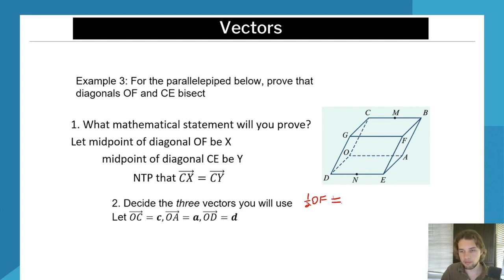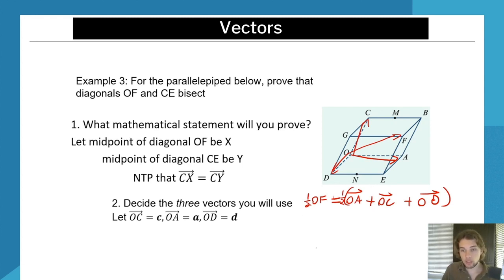Halfway of O to F is equal to O to A plus O to C, or half of O to A, put all that in brackets, plus O to C plus O to D. So what that means is we went this much this way, this much this way, and that much this way, and that ends up creating a line that goes from O to F.